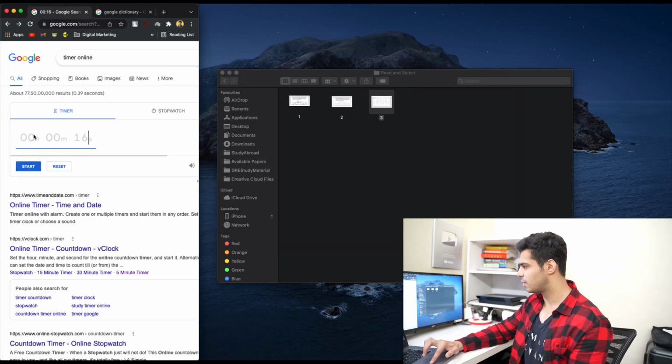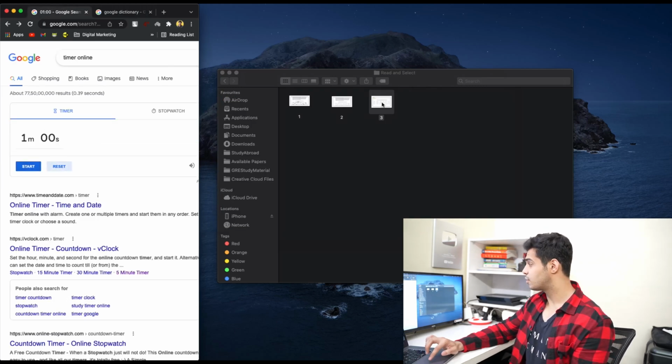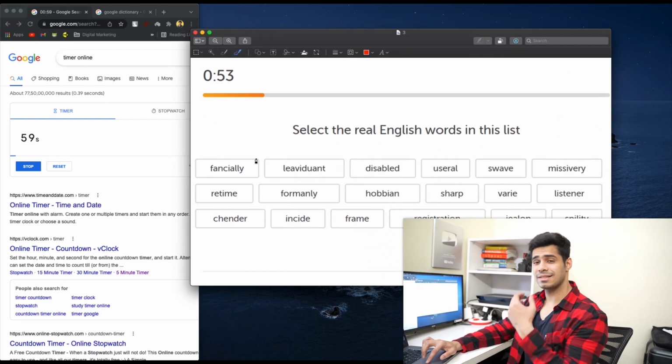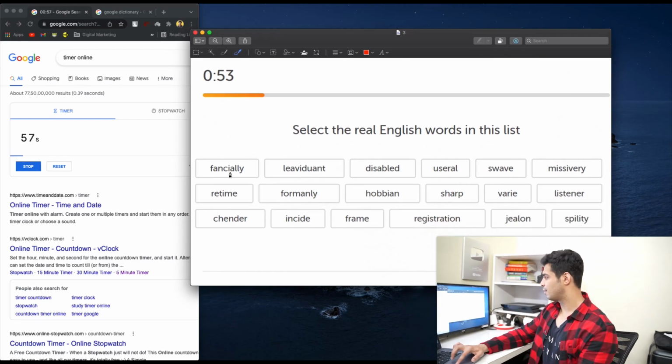Let me just reset the timer right over here. Let me just open up the third one, and here we go. It's on the screen, pretty big. Let's start. All right, guys, let's begin. Fancially. All right, fancially is not a word. Luvidant, not a word. Disabled, it is a word. Usural is not a word.